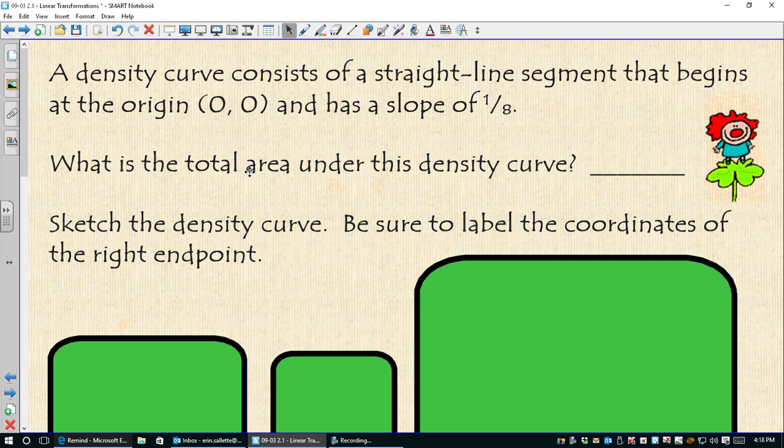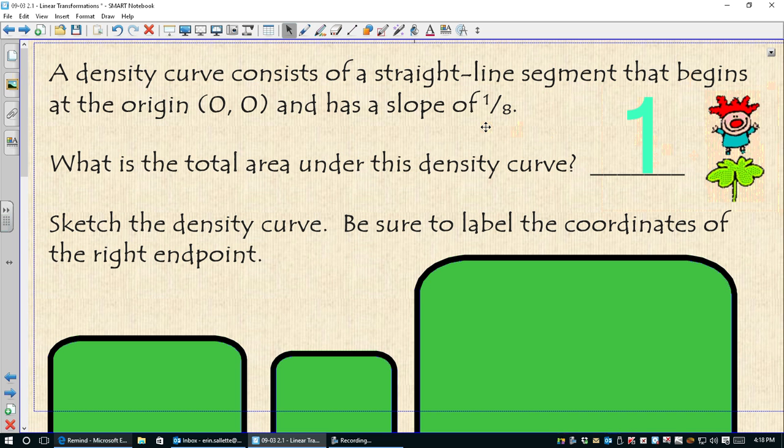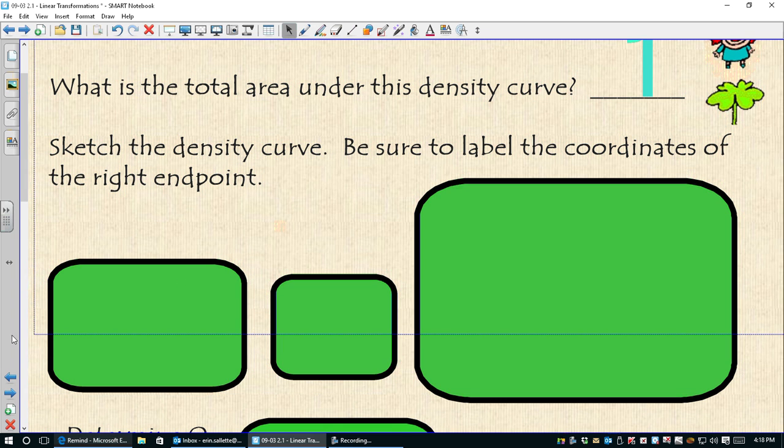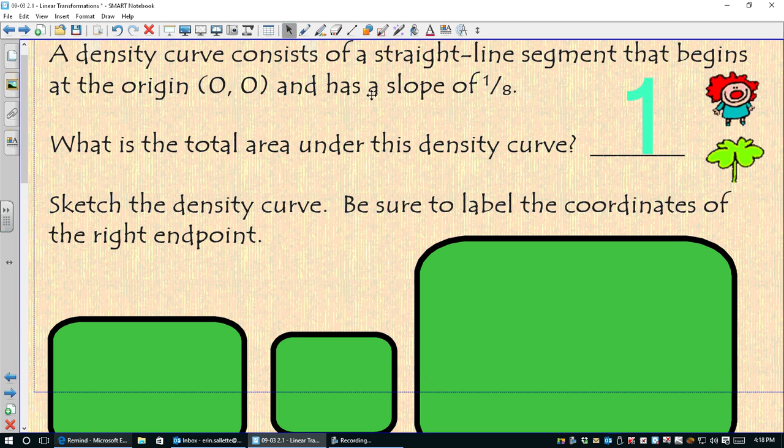So, let's pretend we have a density curve. It's not exactly a curve. It's a straight line segment that begins at the origin 0, 0 and has a slope of 1/8. Now remember, what's the total area under this density curve? It's going to be the same area under every density curve. It's 100%.